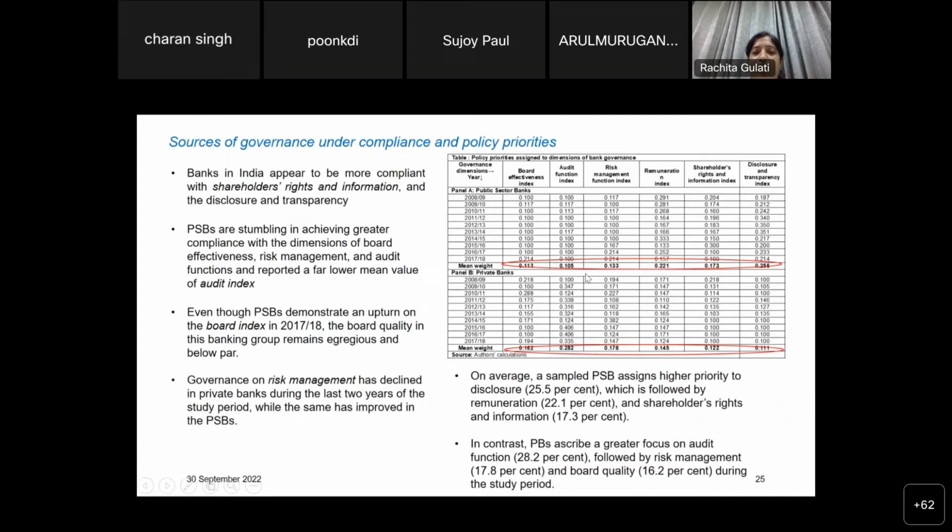On an average, the sample public sector bank assigns the higher priority to disclosures, followed by remuneration and shareholder rights and information rights. In contrast, the private banks ascribe a greater importance to the audit function, followed by risk management and board quality, and especially in the later years of the study period, the private banks have placed the greater emphasis on audit quality and compliance on the audit functions.